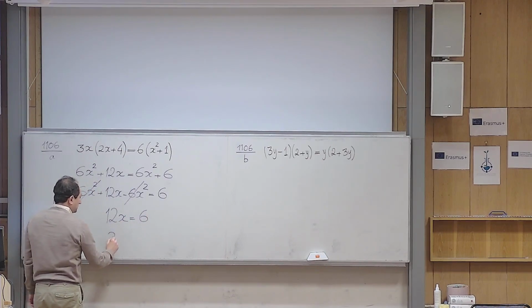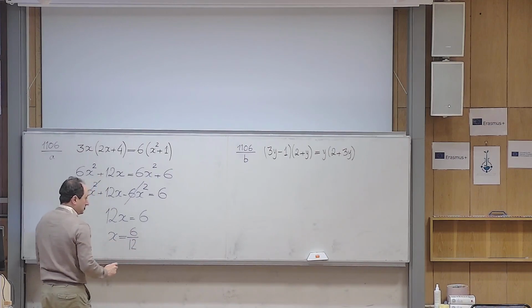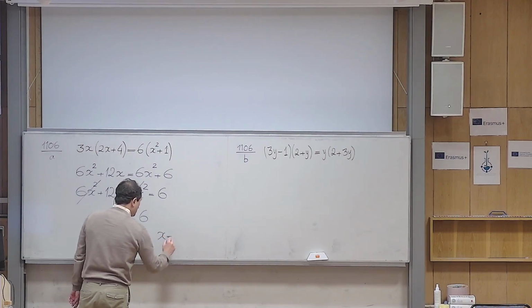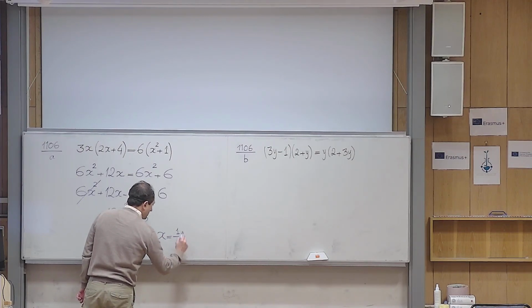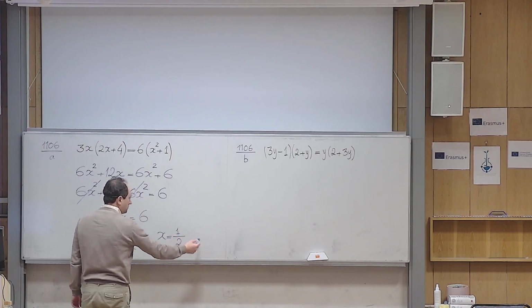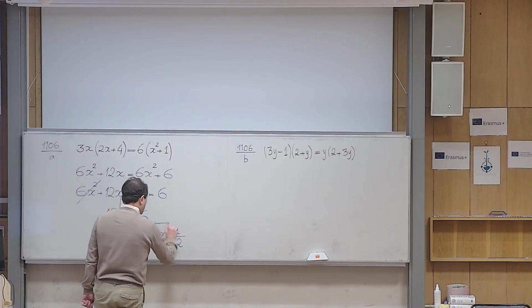And your goal is to isolate your unknown, so you divide everything by 12. But you shouldn't stop here, because you have to either write 0.5 in this case, or I prefer a fraction, because usually it is always possible to write it as a fraction. In this case, if you write 0.5, that's also completely correct.